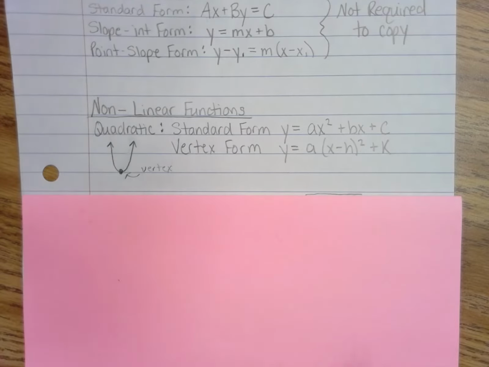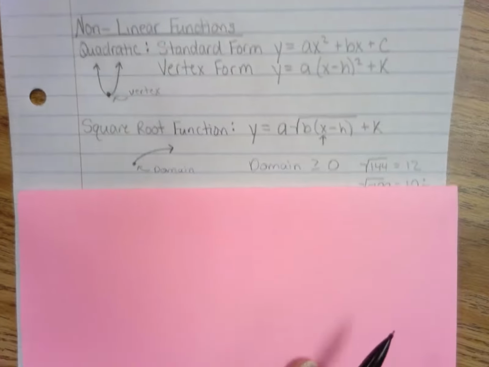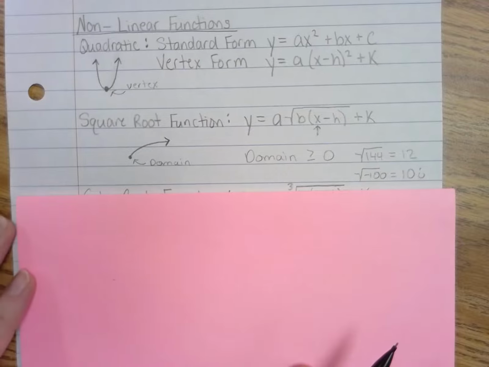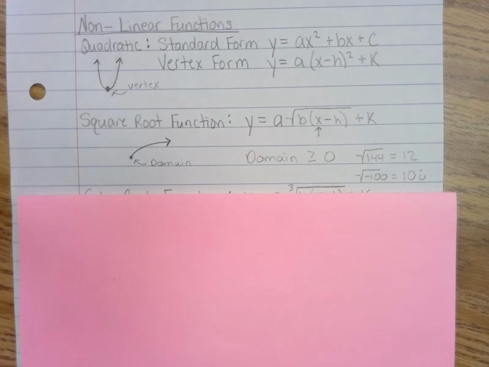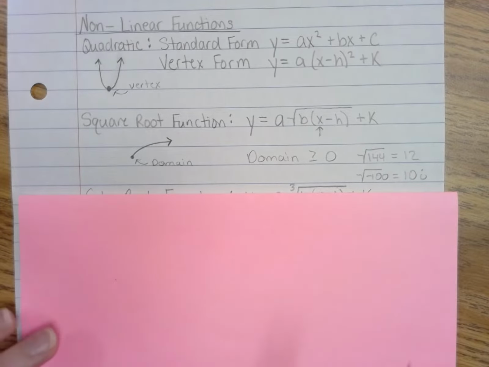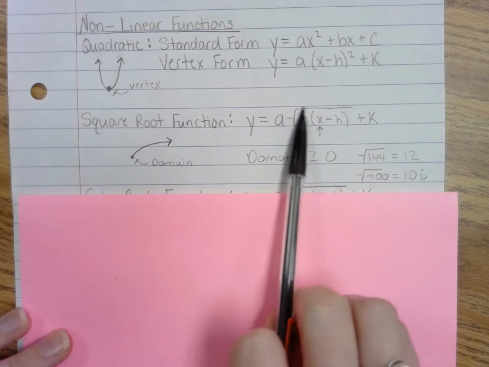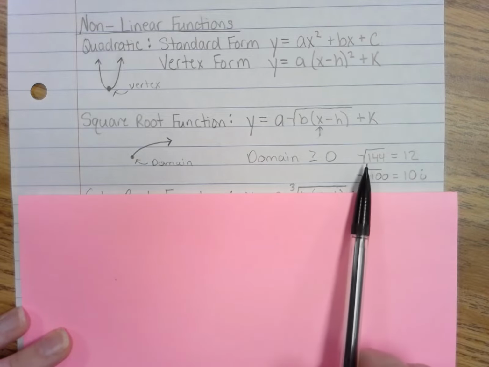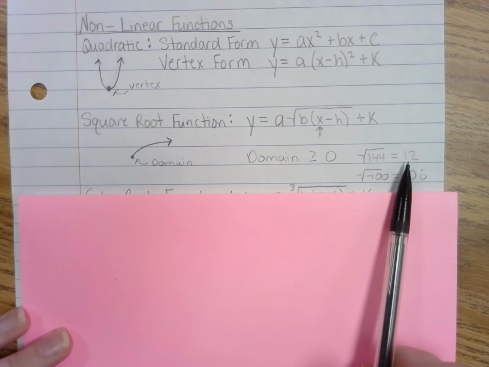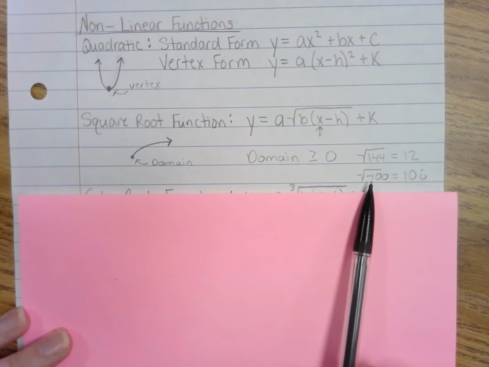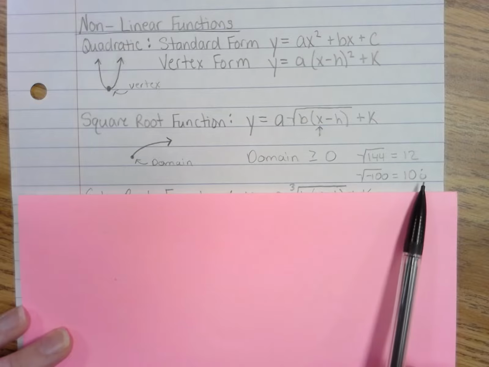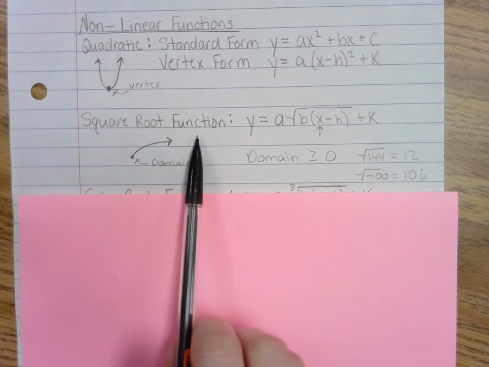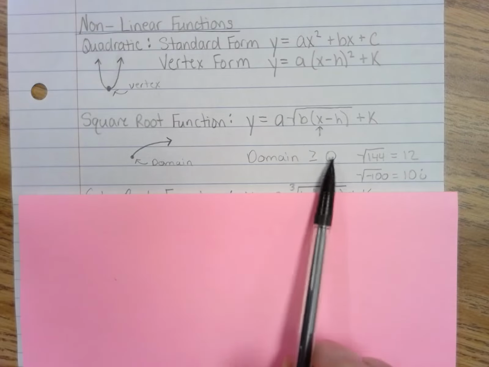Another nonlinear function we will work with is a square root function. If you will recall, we have previously worked with square roots. Underneath the radical sign, when we had the square root of a positive number, that gave us a real solution. For example, the square root of 144 gave us 12. But if we had a square root of a negative number, it gave us an imaginary solution. So when working with square root functions, we're going to have to restrict the domain.